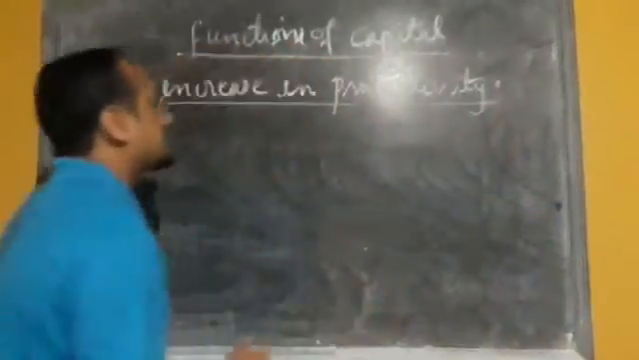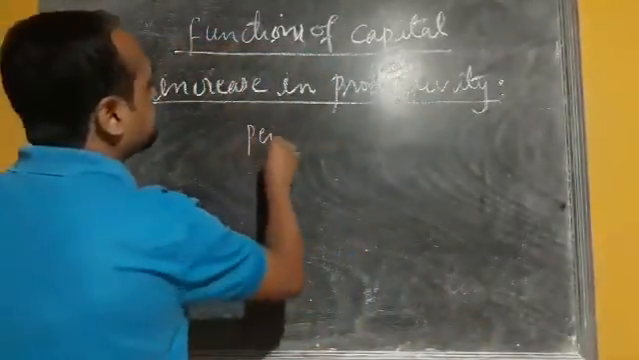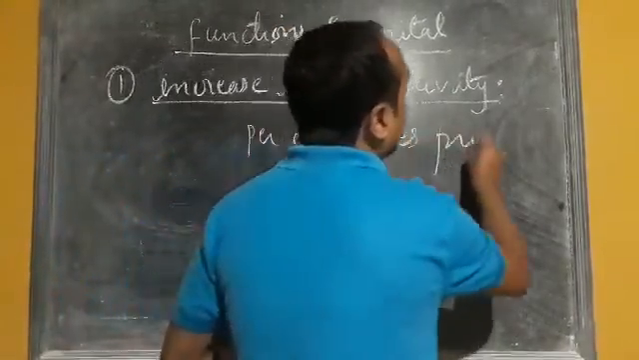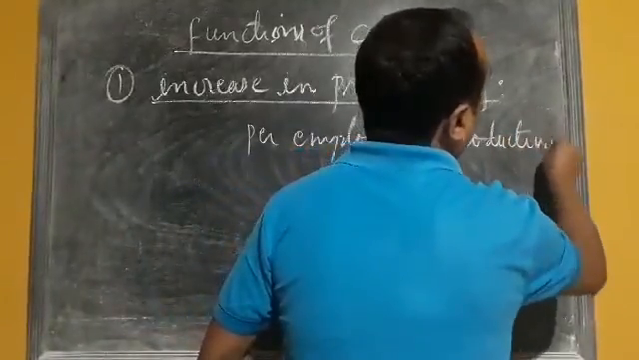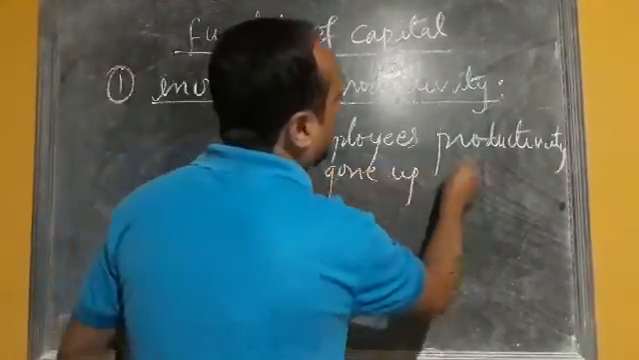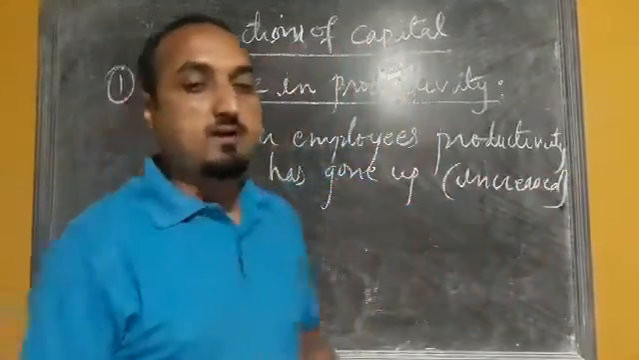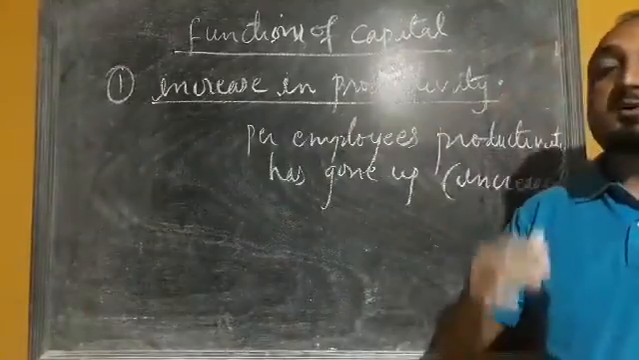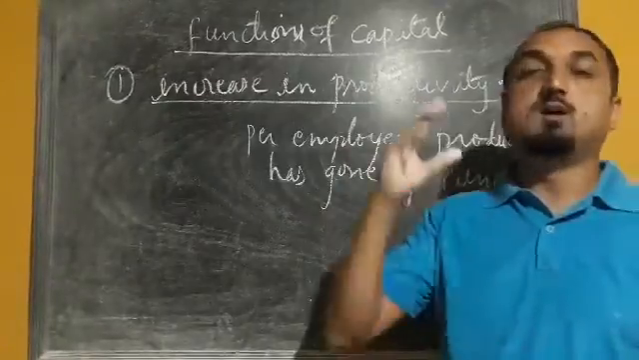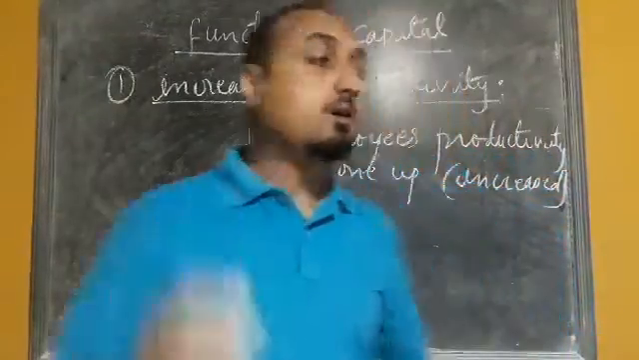So due to the introduction of machinery equipments, we can see that per employees productivity has gone up or increased. Okay, so that is the first. And once the productivity of labor increases, obviously that contributes in the path of economic development. So development may take place at the faster rate. So that is the first one.